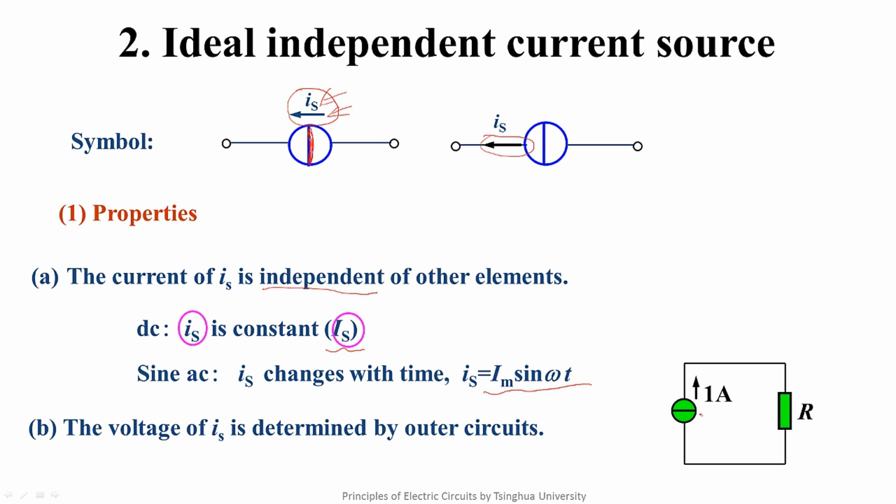The second point: we discuss the condition when a current source is connected to a resistor. Obviously, the current flowing through it is 1 ampere. We calculate the voltage across the resistor. That is I times R, equals R. The voltage across the resistor is also the voltage across the current source. It's equal to R. An important conclusion is that for the independent current source, the voltage is determined by the external circuit. Specific to this example, it is determined by the resistance.